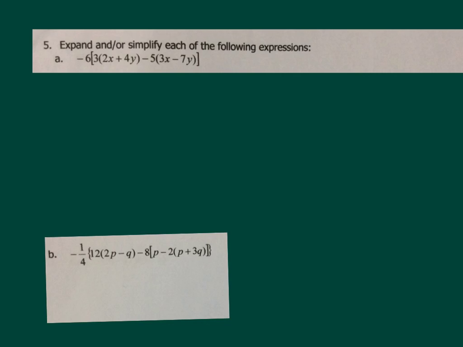The main idea when you simplify expressions is, of course, you have to use PEMDAS, the order of operations. And when you work with so many grouping symbols, the key there is to work from the inside. If you inspect the expression, there's a big group here, and then within that group, you have to simplify first the 3 times 2x plus 4y and the 5 times 3x minus 7y.